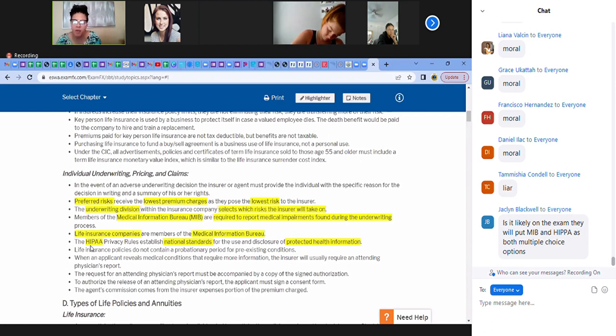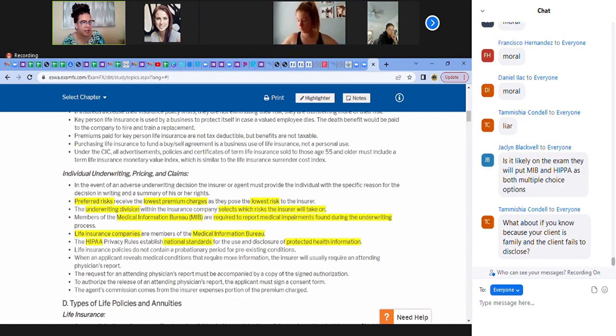Now, once the underwriter has everything, they're making a decision. They decline you. That's it. You're declined. You don't qualify. Maybe you can go through a different company. But if they approve you, the approving is going to be with 3 different type of categories. Let's see, I got a question here. Is it likely on the exam they will put MIB and HIPAA as both multiple choices? Yep. You will see them separate and together. So they would definitely try to make it where it sounds alike for sure on there.